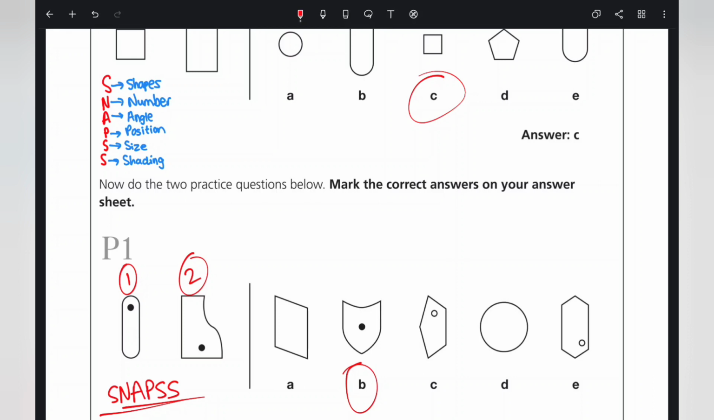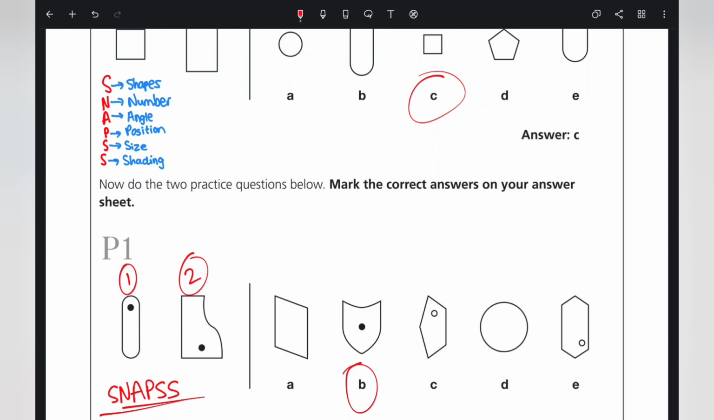P is for position. So look at the position of the lines. Look at the position of the dots. Is it in the center of the shape? Is it at the top? Is it at the bottom? S is for size. Look at the size of the shape. Does the size of the shape increase from 1, 2, 3, and 4? Or does it decrease?